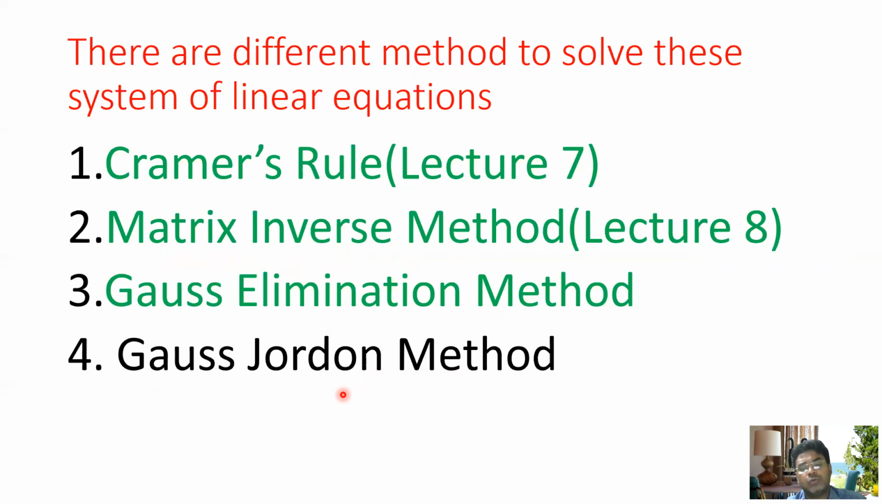In this Gauss-Jordan, we have to calculate A inverse separately, then find the value of unknown variables x1, x2, x3. So this is a basic difference.